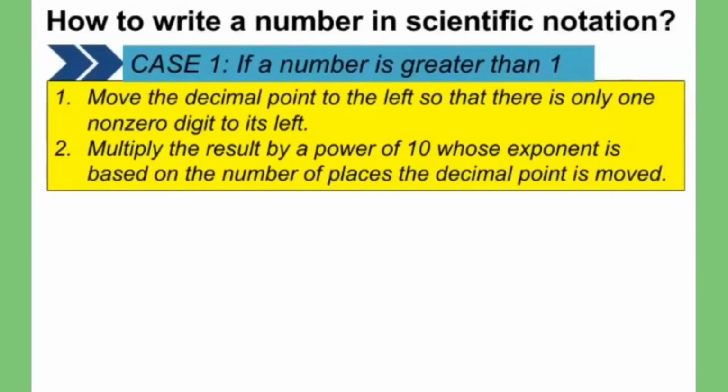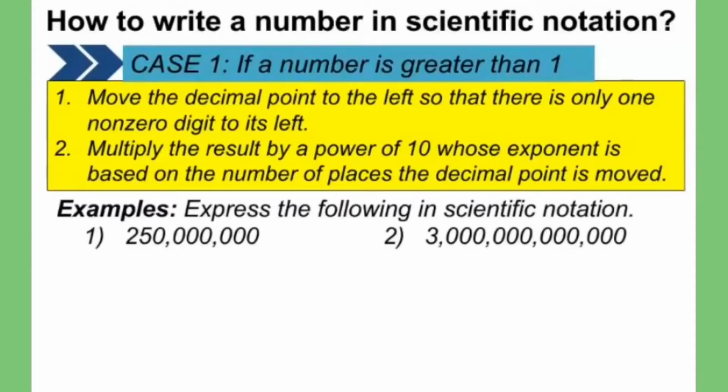First, move the decimal point to the left so that there is only one non-zero digit to its left. Second, multiply the result by a power of 10 whose exponent is based on the number of places the decimal point is moved. I-apply natin ang mga steps na ito sa ating dalawang examples.